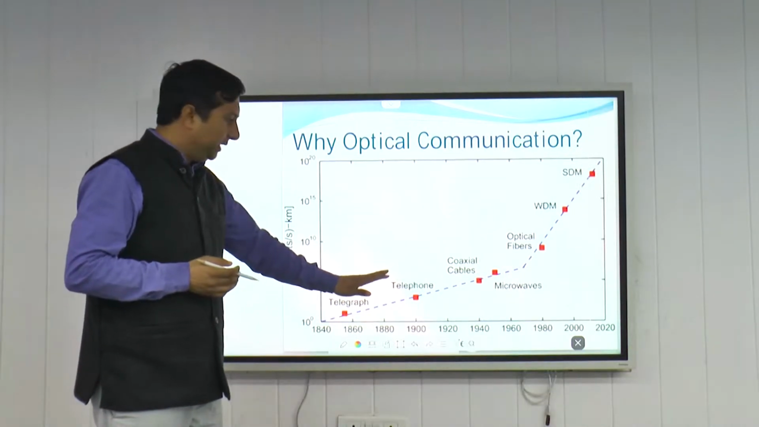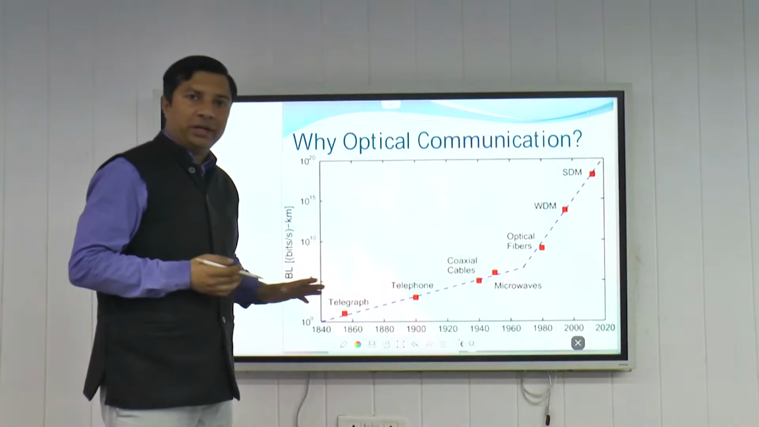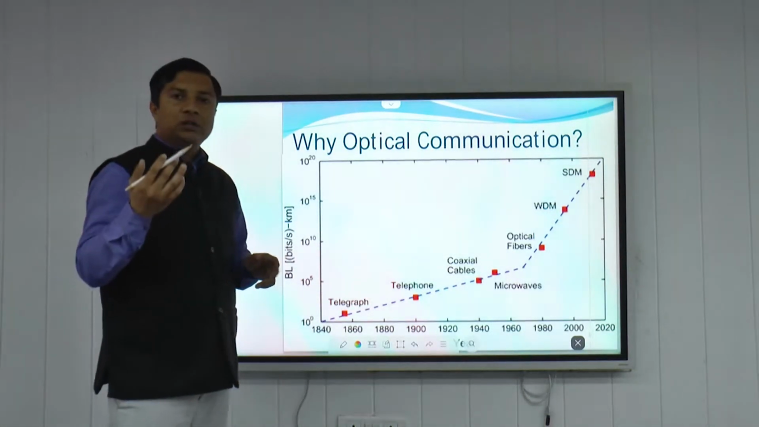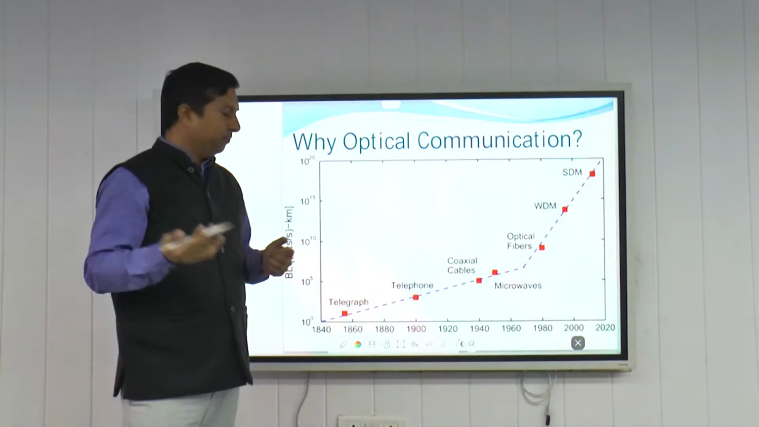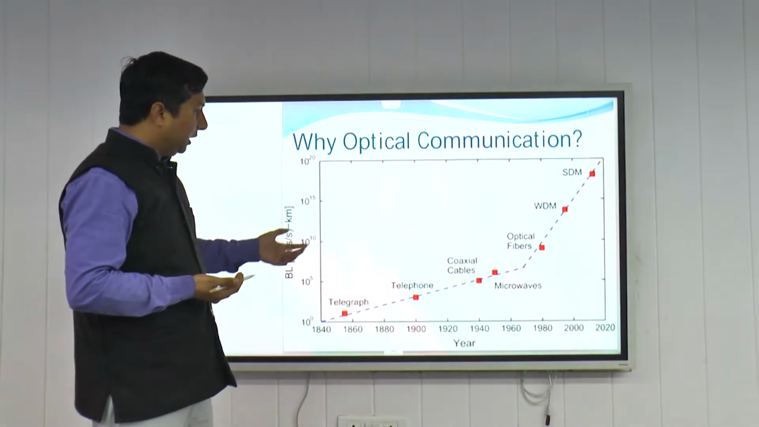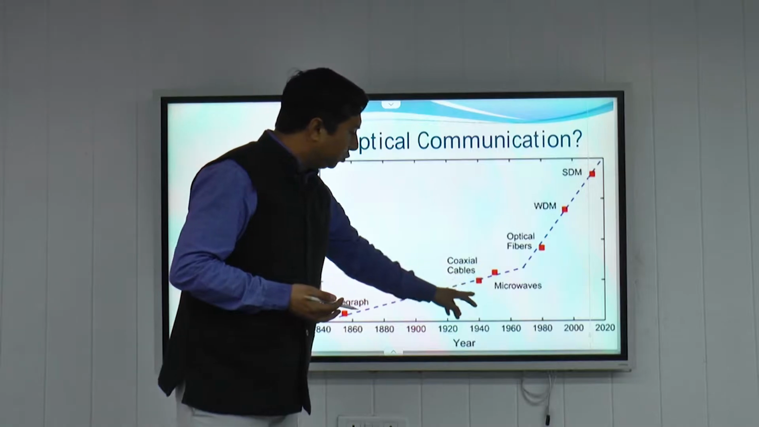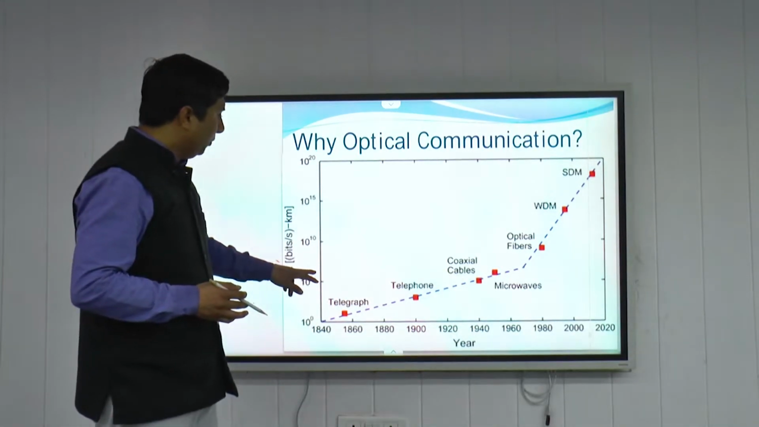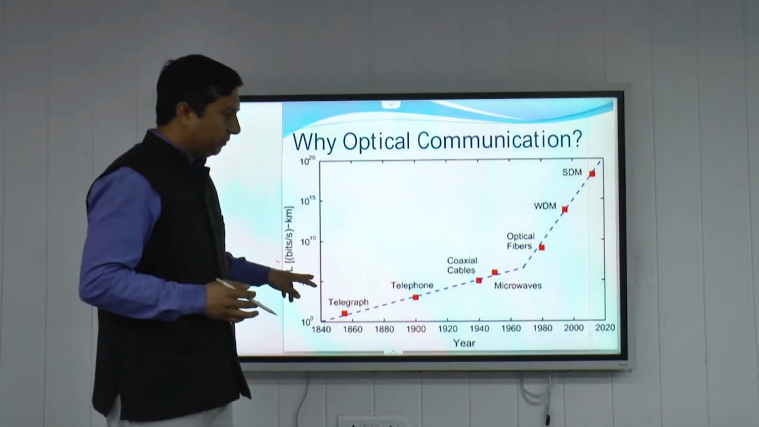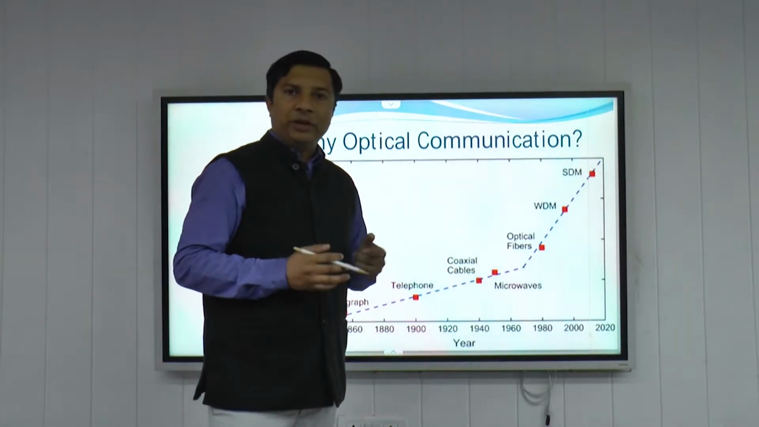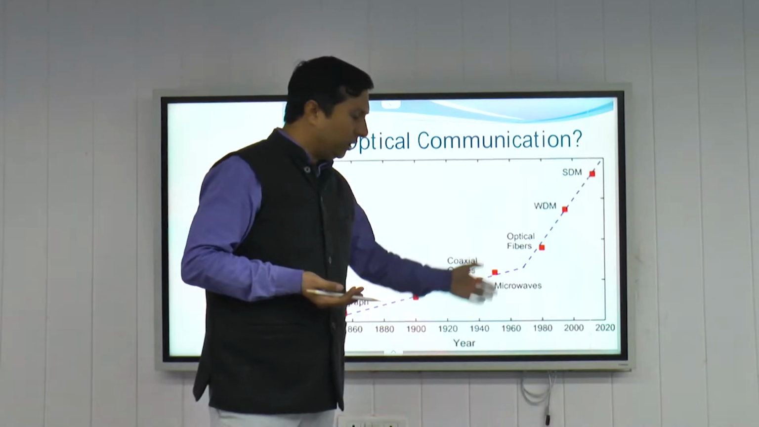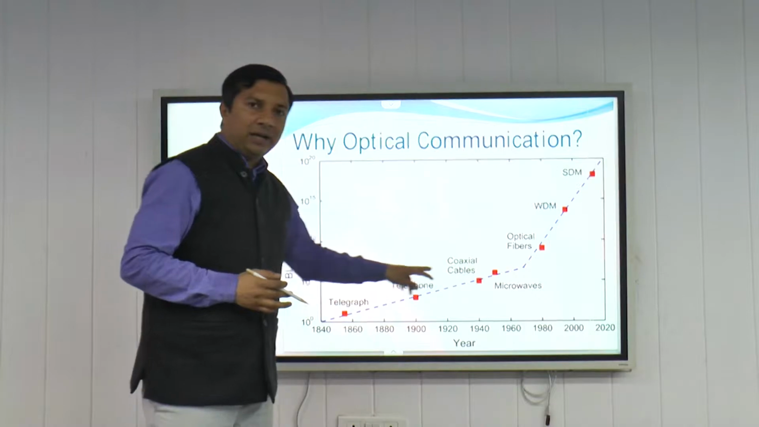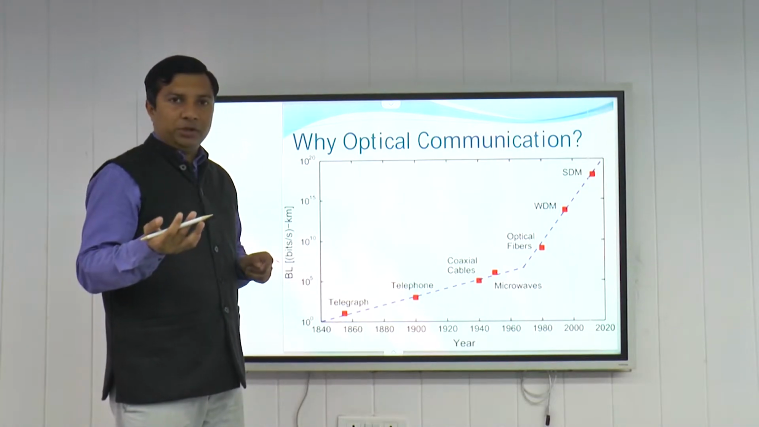Then developments take place and we got telephones around 1900. Then in those systems, still it was of the order of thousands BL product. Then coaxial cables were developed around the 1940s. Then the data communication rate was further increased. Then microwaves were used for communication around 1954-1956. Then it was a further enhancement in the BL product.